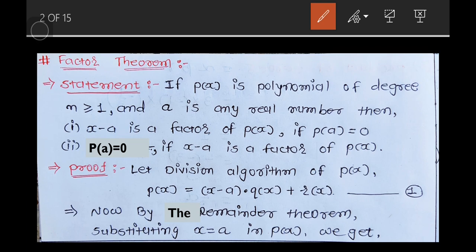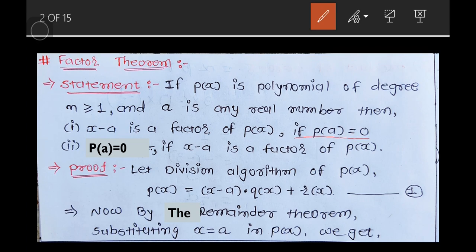The statement of the factor theorem is: if p of x is a polynomial of degree n greater than or equal to 1, where n is any whole number, and a is any real number, then first, x minus a is a factor of p of x if p of a is equal to 0.